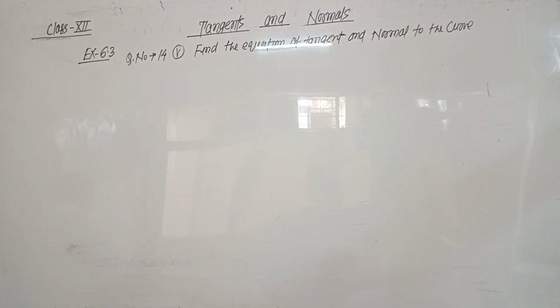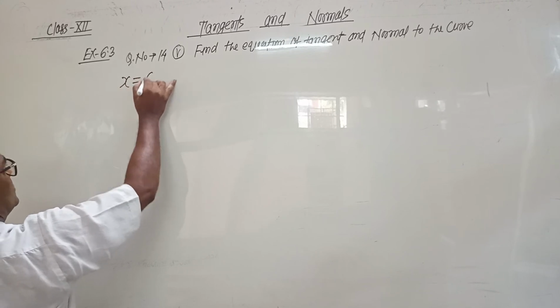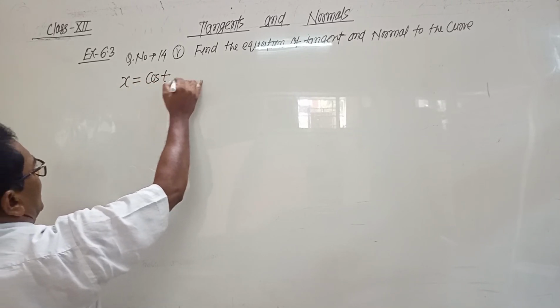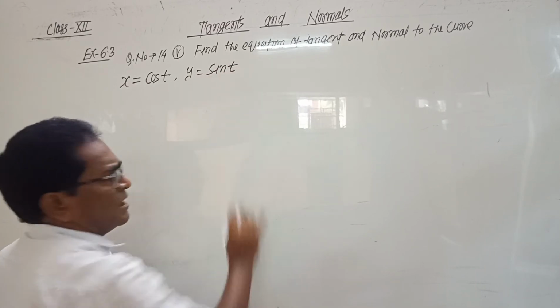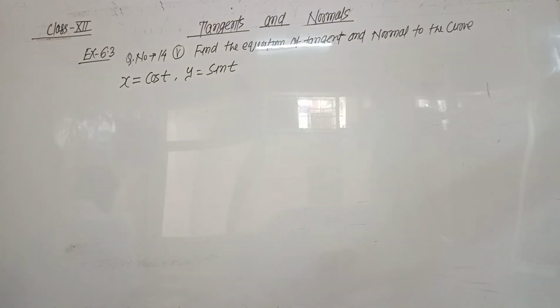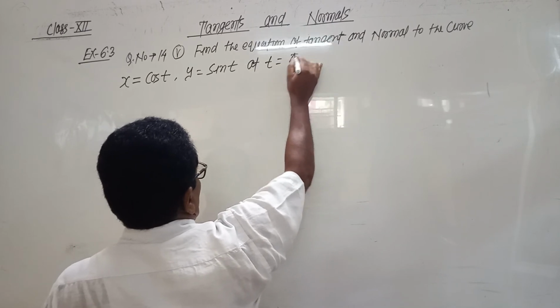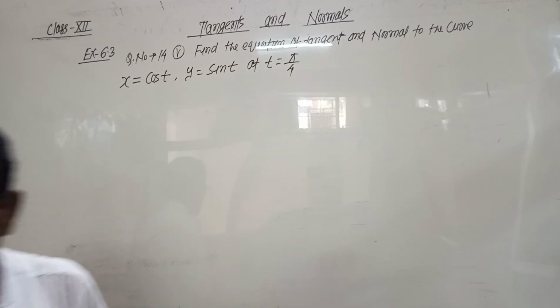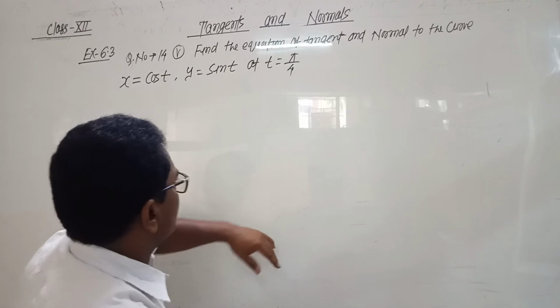We have given x equals to cos t and y equals to sin t, and the point is given at t equals to pi by 4. So we have given cos t, sin t, and the point is given at t equals to pi by 4.